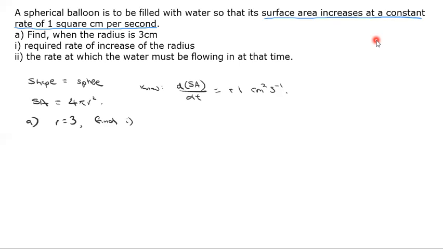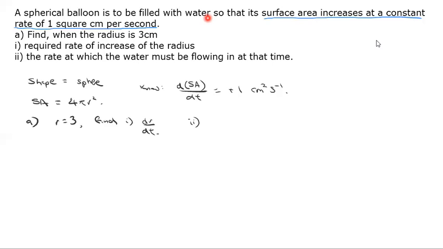No, we already know dSA dt is positive 1. Part 1 asks us to find the required rate of increase of the radius. So it wants us to find dr dt. Correct. It wants us to find dr dt. So let's do that first, and let's just quickly ask you for the second one.